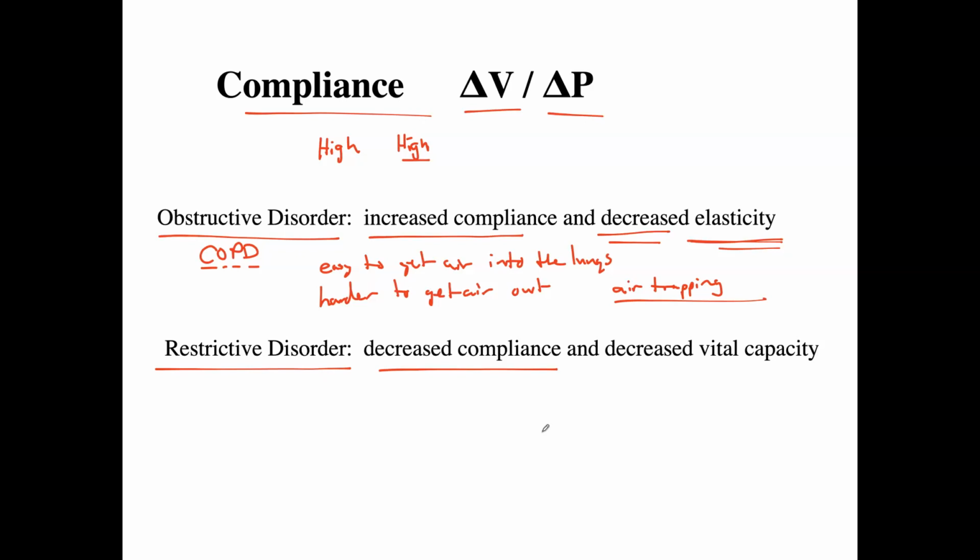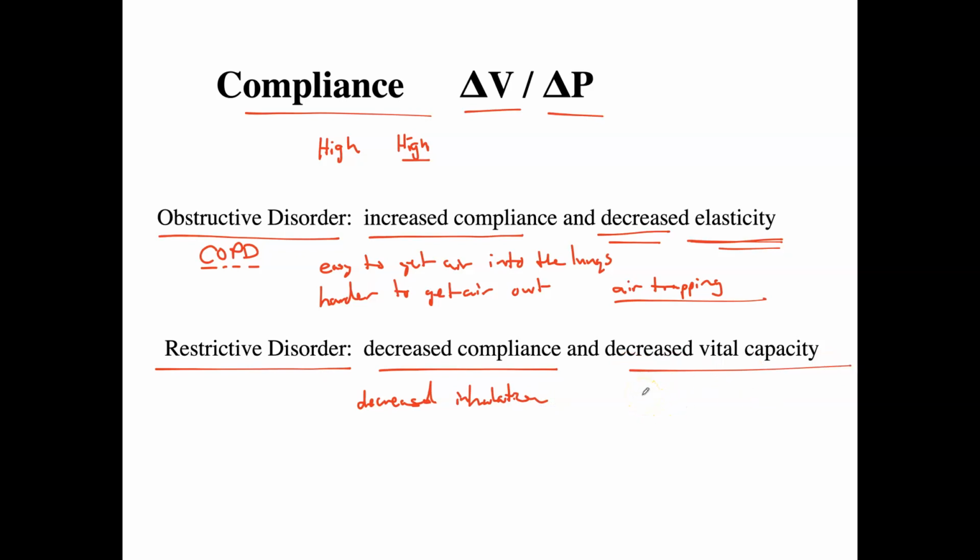And when that happens, your lungs actually become less compliant. It's a lot harder to inflate the lungs if they're resisting that expansion. So decreased lung compliance is going to make it difficult to inhale. So we're going to see a decreased inhalation. And decreased inhalation means decreased vital capacity.